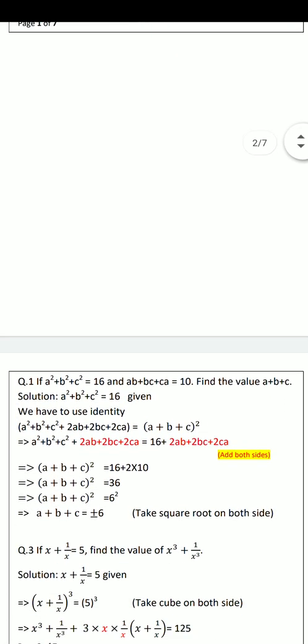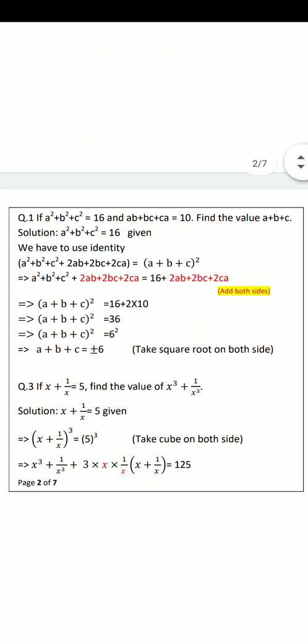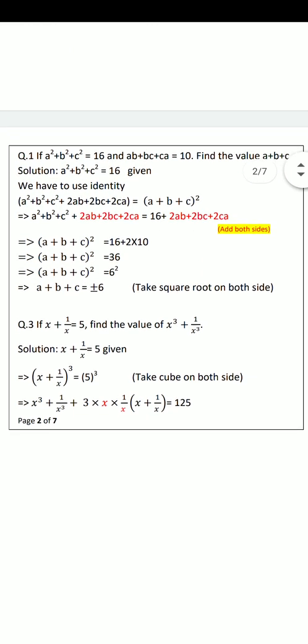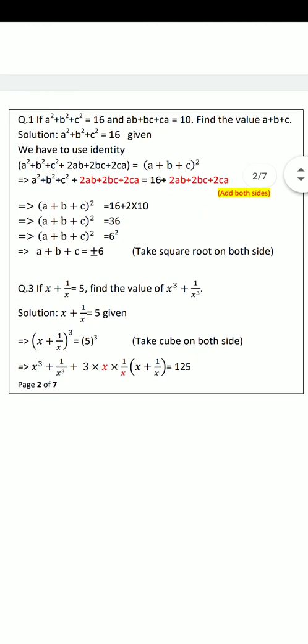Question number 2, just the inverse of the previous question. Sorry, here question number 1 is marked, make it question number 2. If a square plus b square plus c square equals 16 and ab plus bc plus ca equals 10, find the value of a plus b plus c.